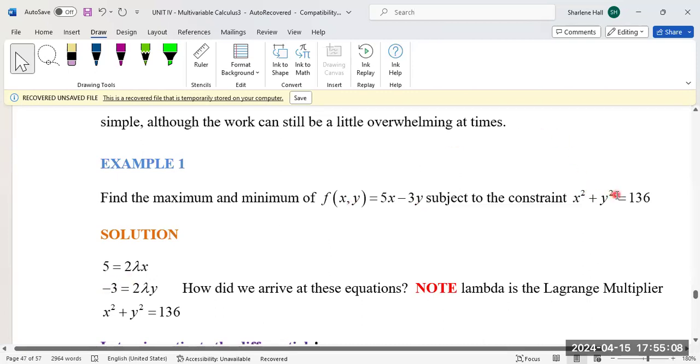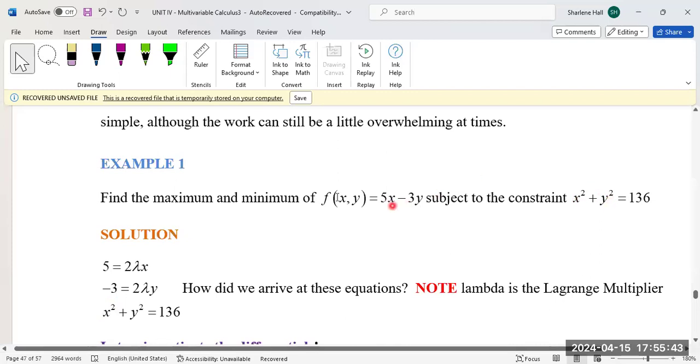Then when we differentiate y squared, we get 2y. But because this is a constraint, I have my lambda, so again I get 2 lambda y. You could write 2y lambda, same difference, or lambda 2y, whichever way around, because 2 is multiplied by lambda, which is multiplied by y. It doesn't matter as long as I have the lambda in there to show that there's a constraint. And then I'm going to have my x squared plus y squared equals 136.